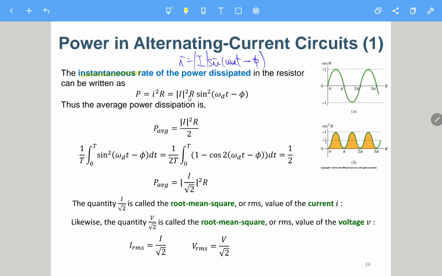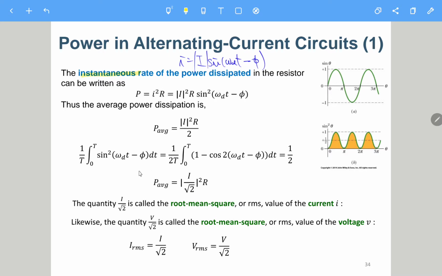Rather than that, we usually concern the average power rather than instantaneous power, because in this case the instantaneous power is actually going up and down. Just say for this one, this is 0. This is 0. When this sine wave equals 1, this is the maximum value, and then this is 0, and then this is -1. This is maximum again. So rather than that, we concern the average power. The average power is actually half of this one.